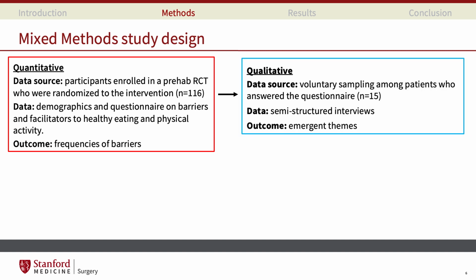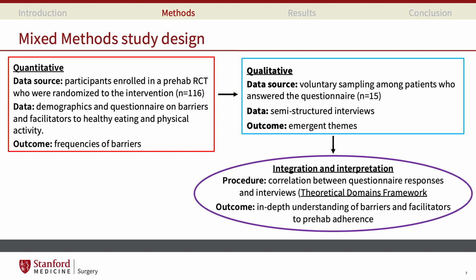For the qualitative part, we used voluntary sampling to recruit a subset of those patients for a semi-structured interview focused on their experience with the program. So we interviewed patients until we reached thematic saturation, and we individually coded the interview transcripts, deriving themes from the data. And then for interpretation, we correlated the quantitative findings from the surveys with the themes that emerged from the interviews, and then we mapped them to the theoretical domains framework.